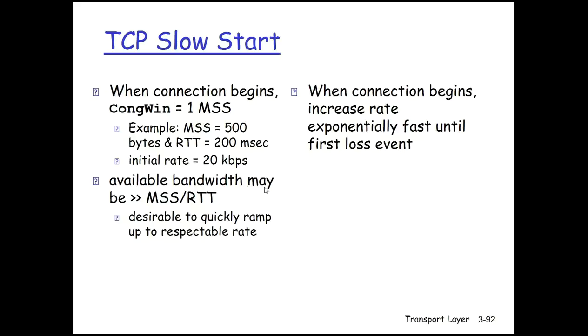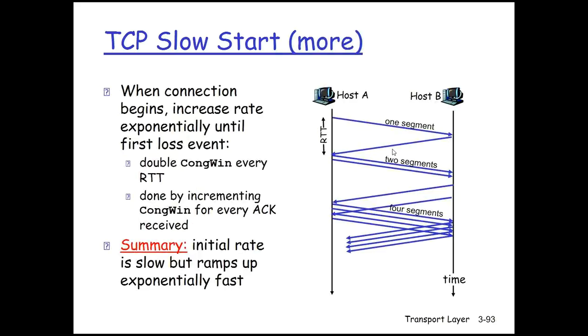The available bandwidth may be, let's say, the MSS divided by the RTT. And this provides a desirable way to quickly ramp up to a respectable level. What it does is the connection begins and then increases the rate exponentially fast until the first loss event. So again, we start out slow, but we ramp it up really quick, exponentially, as we can see in this diagram, okay?